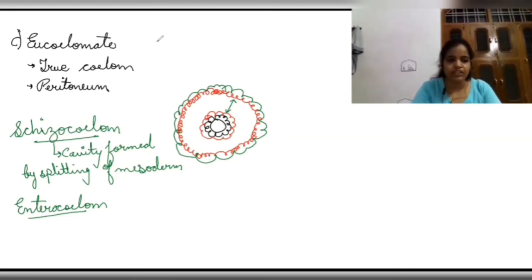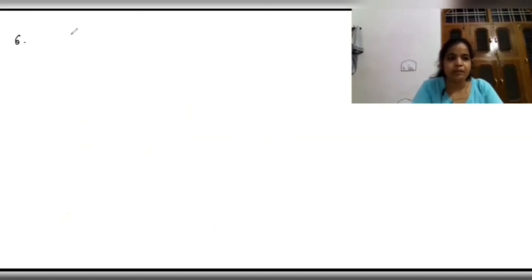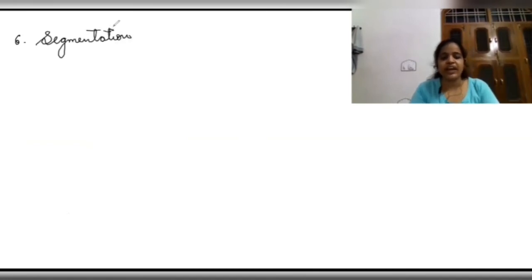Next we have number 6, segmentation. So guys, the body is externally and internally divided into segments. These segments are also known as metameres, with repetition of some of the organs. Clear? So in case of segmented organisms, the segments will be there, or we call the segments metameres also. Number 7 is notochord.